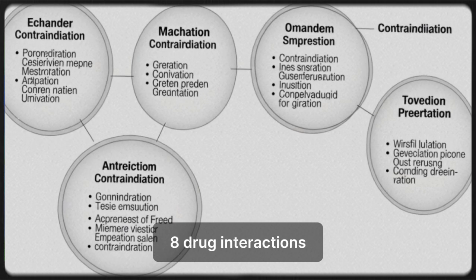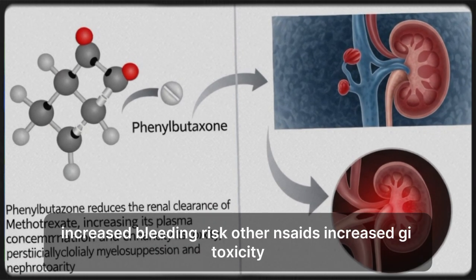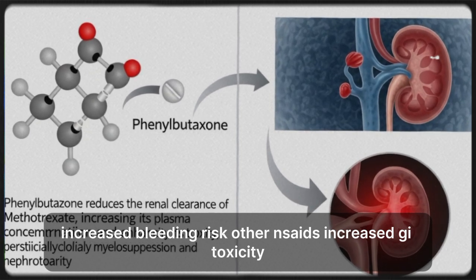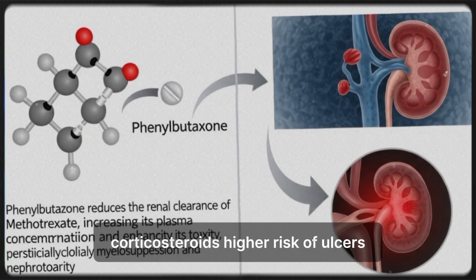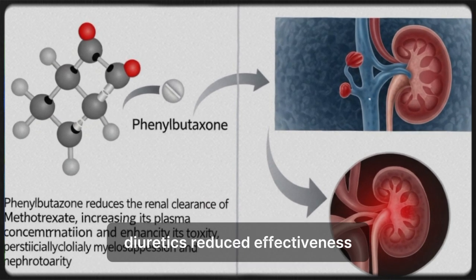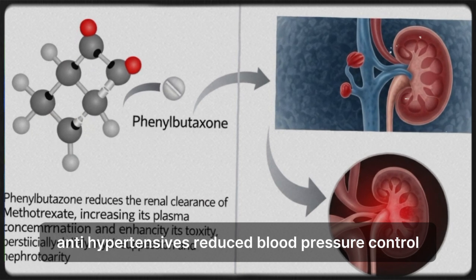8. Drug interactions. Anticoagulants, e.g., warfarin, increased bleeding risk. Other NSAIDs, increased GI toxicity. Corticosteroids, higher risk of ulcers. Diuretics, reduced effectiveness. Antihypertensives, reduced blood pressure control.